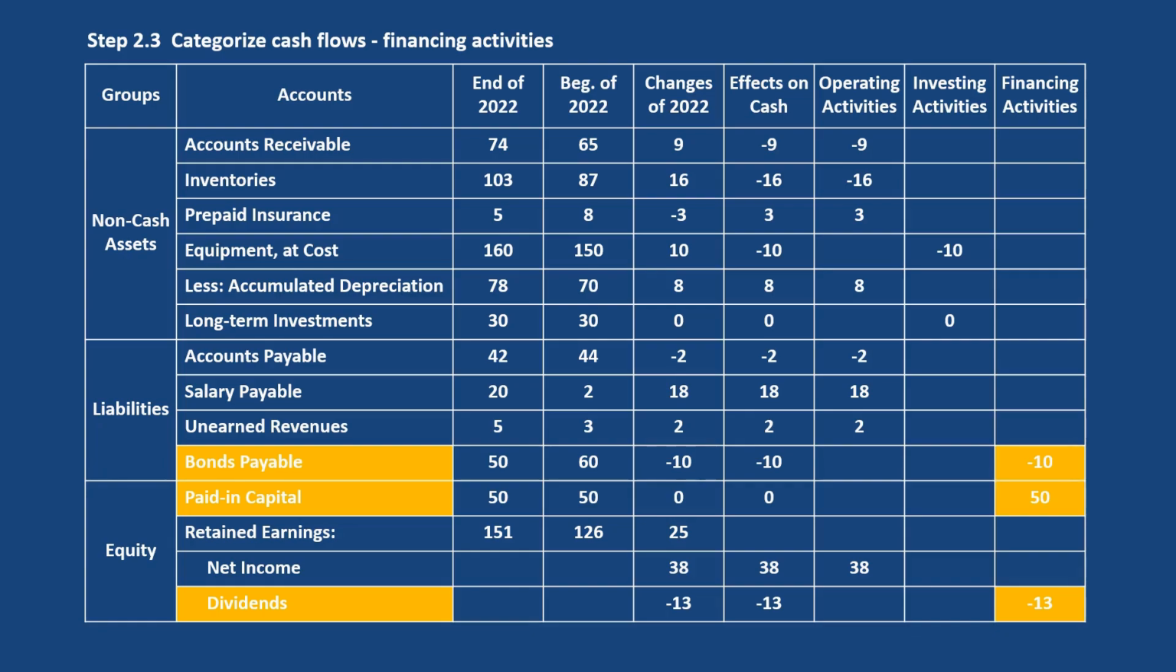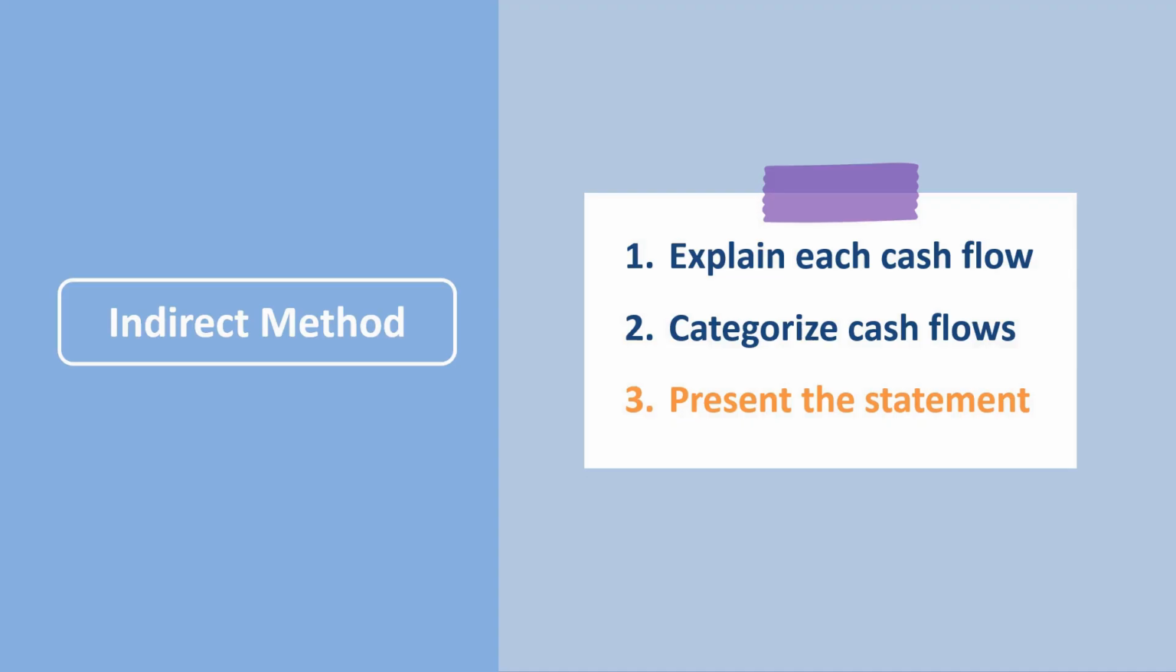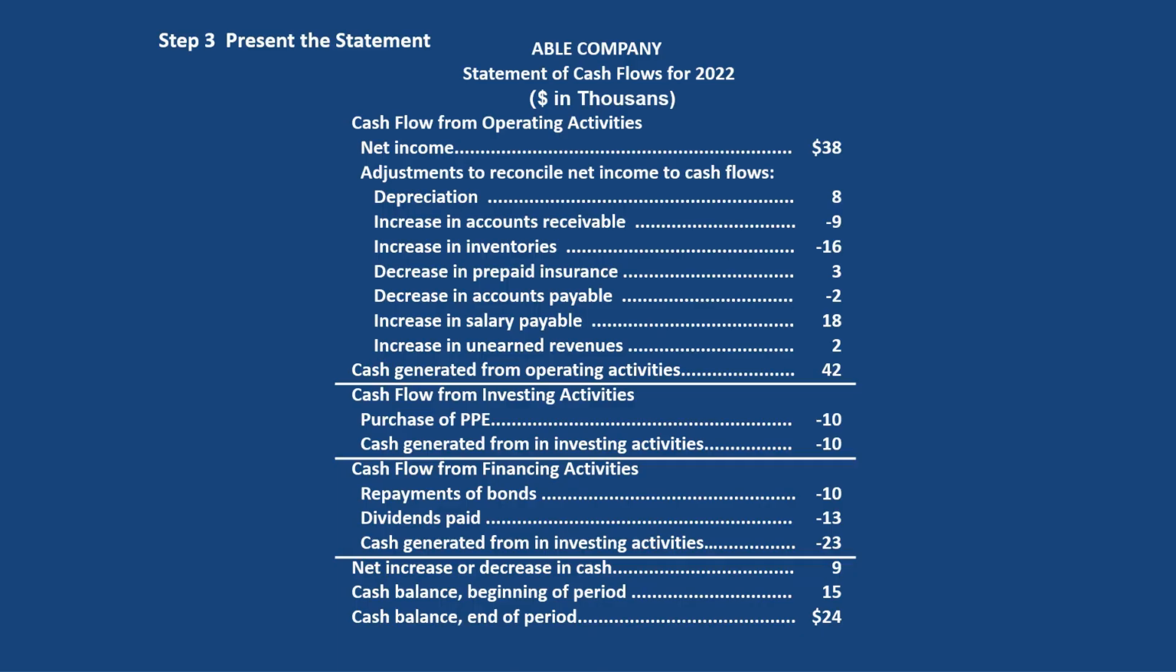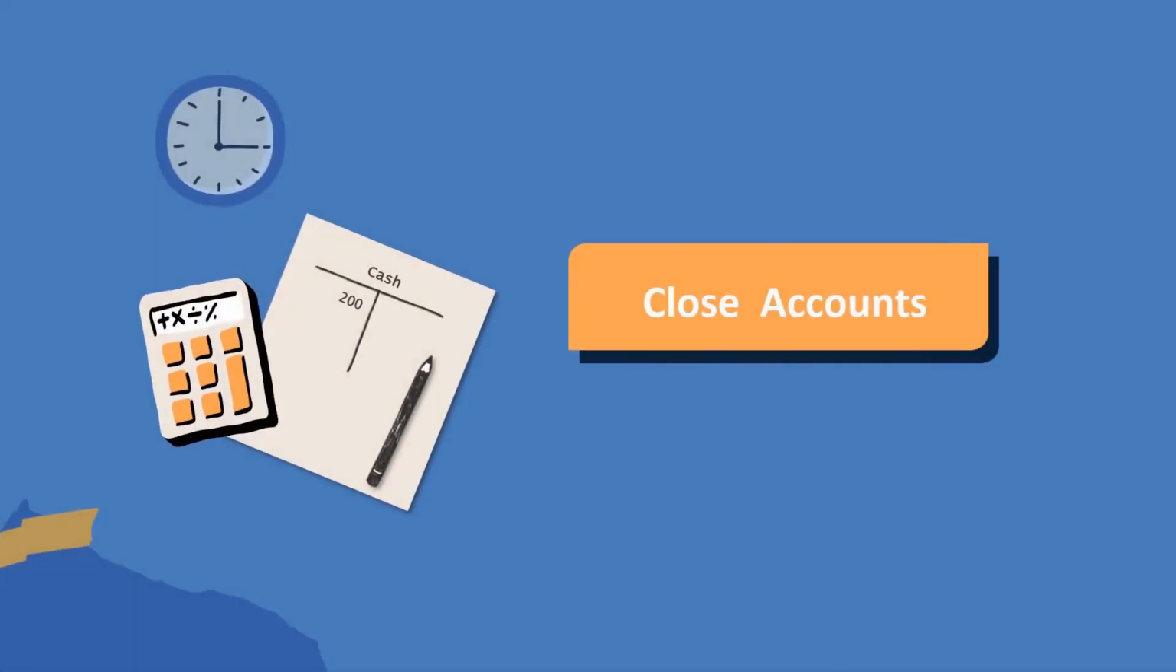The last step is to present the entire statement, just like this. In practice, we usually start with net income, because people are often curious about how net income can be transformed into cash earnings. All right, now let's move on to the last section.